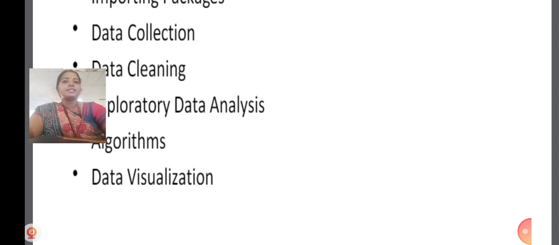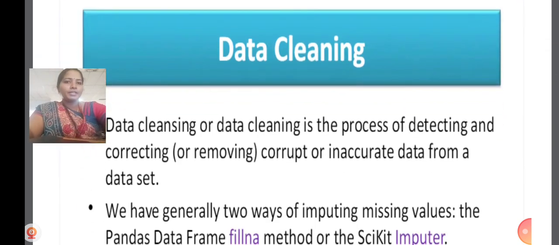Then the next one is data cleaning. Data cleaning is a process of filtering the data. It can also be referred to as data cleansing, that is filtering the data, detecting the correct data and removing the corrupted or inaccurate data from a data set. Data sets can be of infinite size, so we have to analyze what the inaccurate data are, separate and filter them, and analyze what the actual required data is.